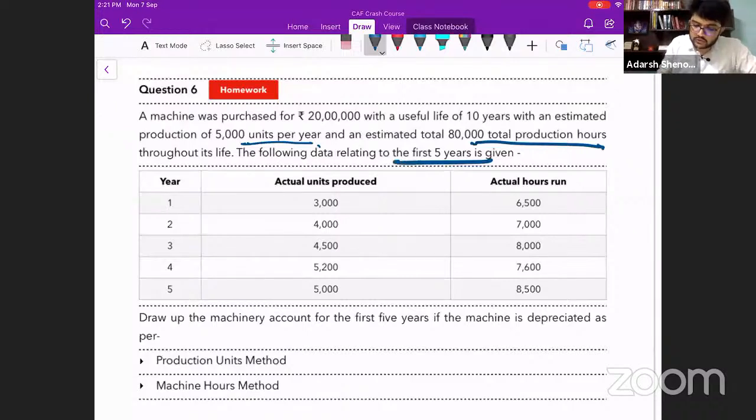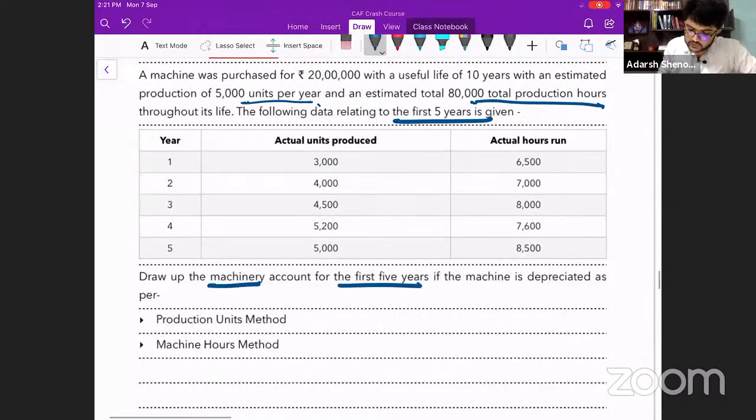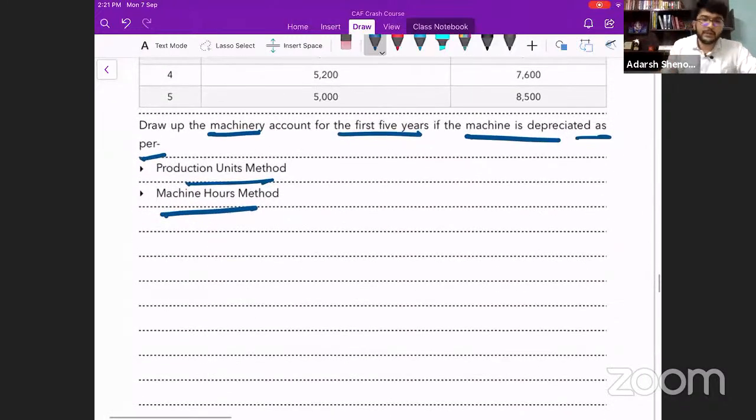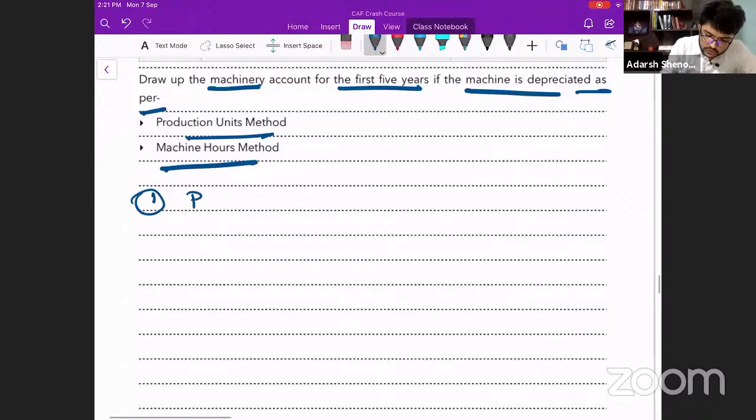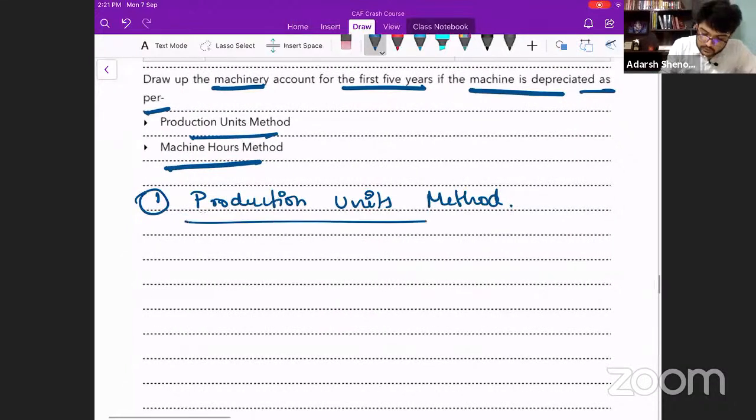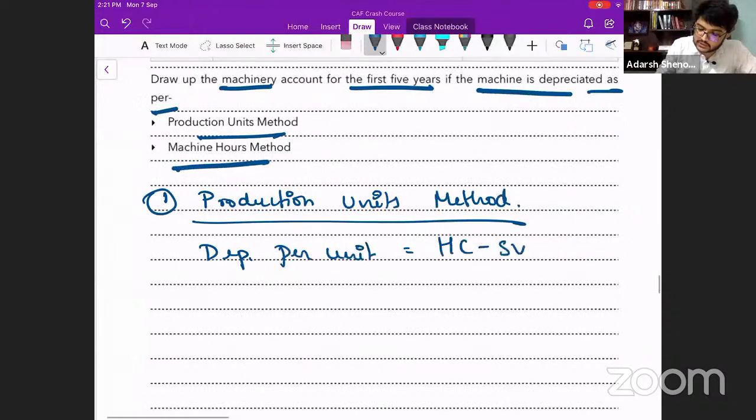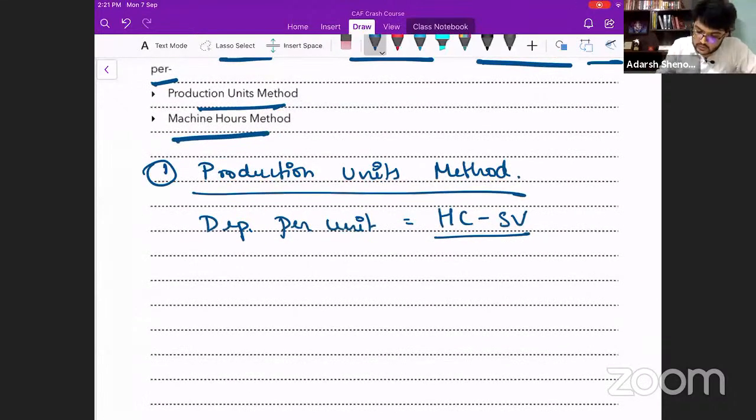The following data relating to the first 5 years is given. Draw the machinery account for the first 5 years if the machine is depreciated as per production units method, machine hour method. Independent cases, first we will discuss production units method. First we have to calculate depreciation per unit. What is the formula for depreciation per unit? HC minus HSV, historical cost minus scrap value, divided by total estimated production in units.